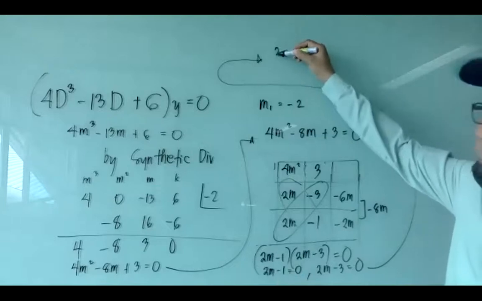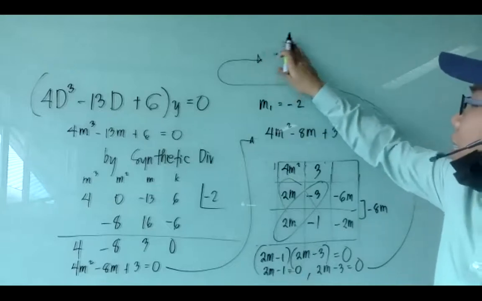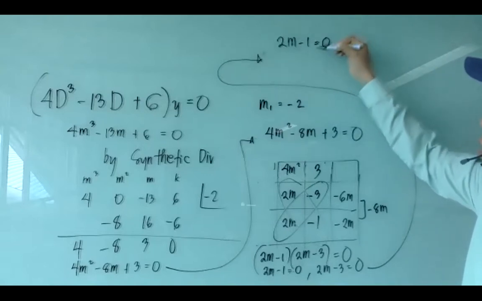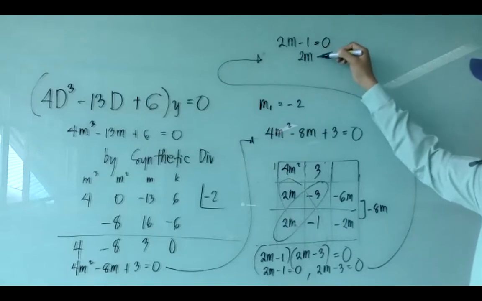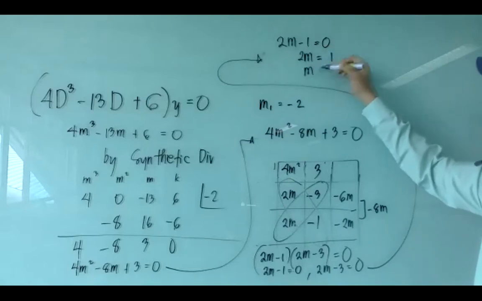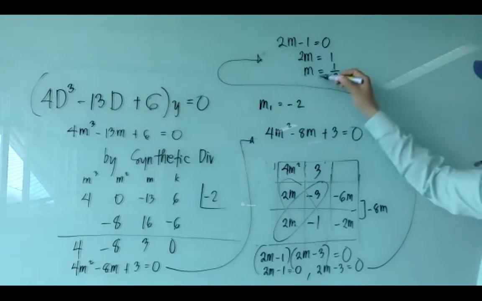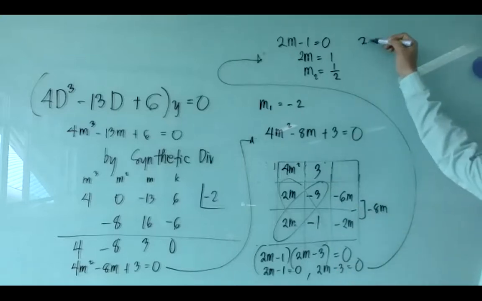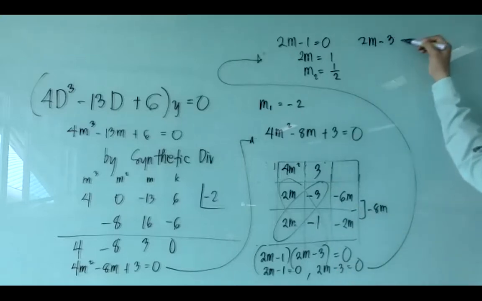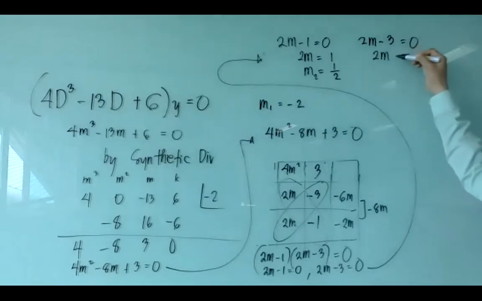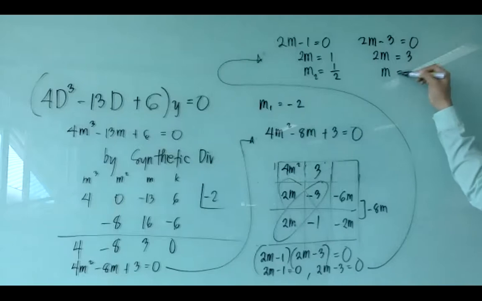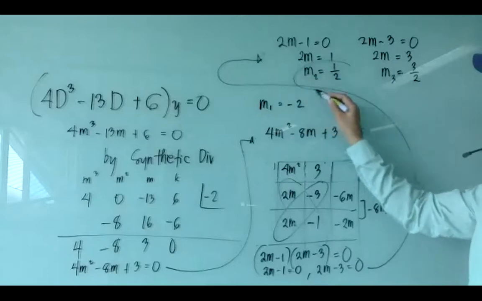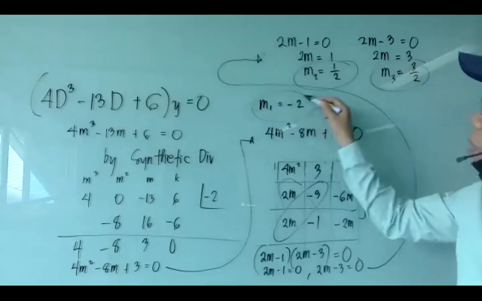So here, 2m. Wait lang. Guys, lakihan natin. 2m minus 1 equal to 0. So we have 2m equal to positive 1. So m is equal to 1 half. So you can say this is your second root, m sub 2. The next one is 2m minus 3 equal to 0. So this will be 2m equal to positive 3. So m is equal to 3 halves. This is your m sub 3. Ayan, tatlo na yung roots natin, m sub 2, m sub 3, and this one.